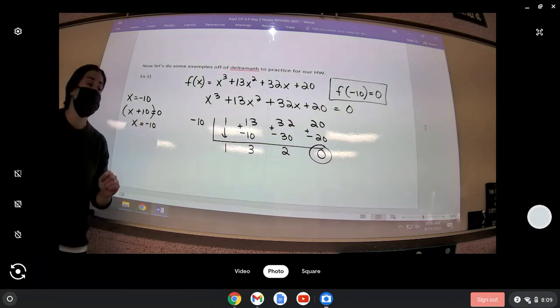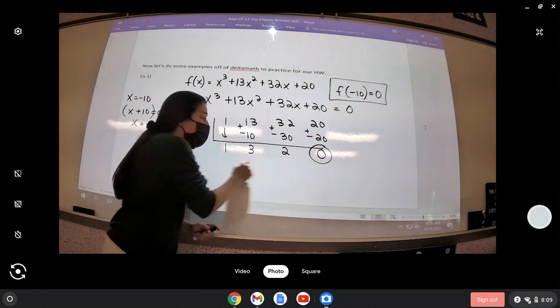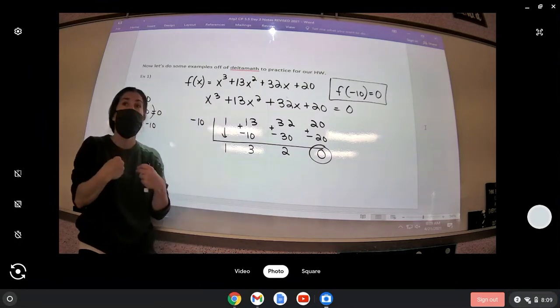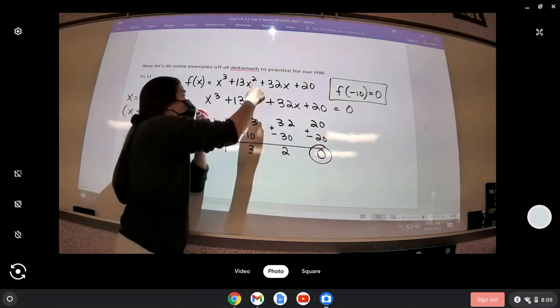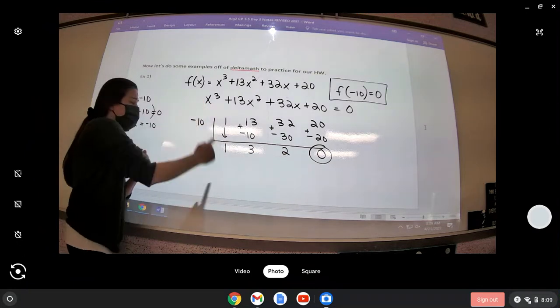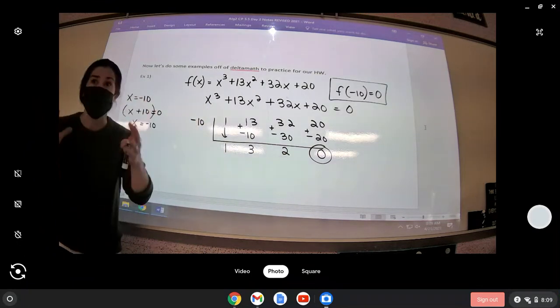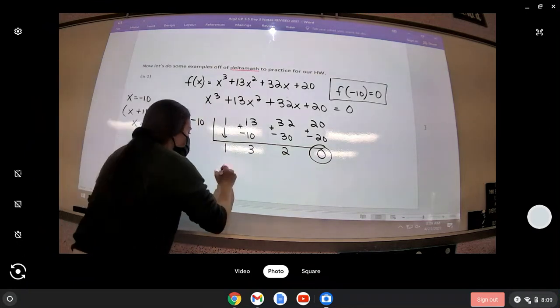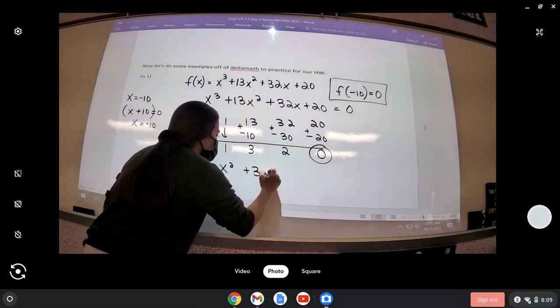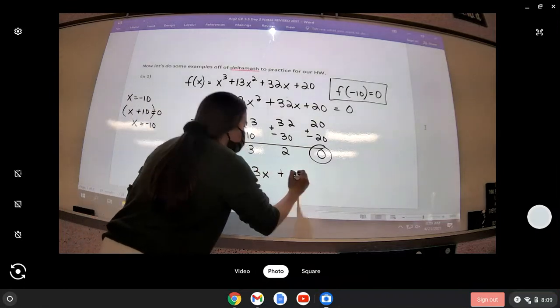Okay, so after synthetic division, we end up with these new coefficients to a new polynomial that'll be a degree 1 less than the original. So if this is a degree 3, this is a degree 2. It's a quadratic. That's what we want. So it's 1x squared plus 3x plus 2.